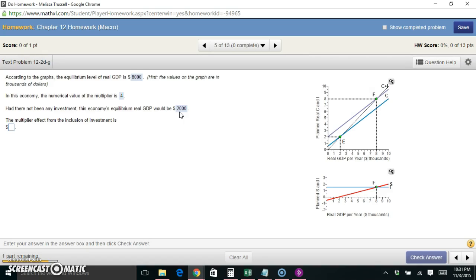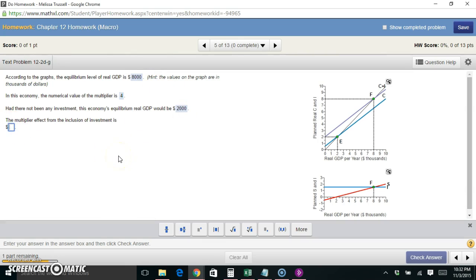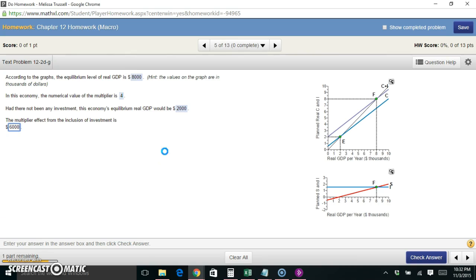So what is the multiplier effect from the inclusion of investment? That effect is just what the equilibrium GDP would have been without investment, and how that's different from what the GDP equilibrium level is with investment. So that's a difference of $6,000. So the multiplier effect from including investment is just how including investment changes the GDP, which is 6,000, because we went from 8,000 down to 2,000 when we didn't include the investment in GDP.